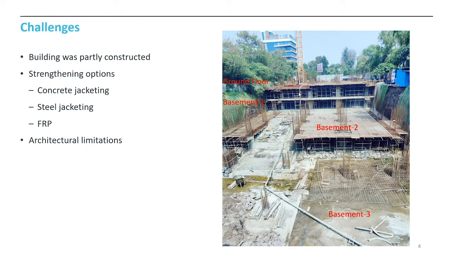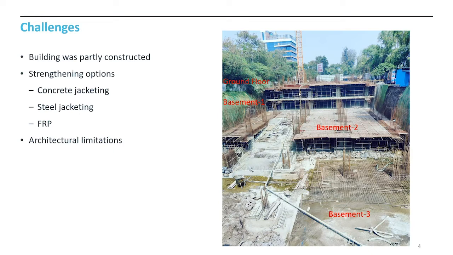Since the building was still under construction, there was no restriction or evacuation required. So we decided to go with concrete jacketing itself, because the material was compatible, everything is in concrete, so we can just add more concrete to it. And FRP, of course, would not give the 2-hour fire rating which was required, since we need to strengthen so many columns.